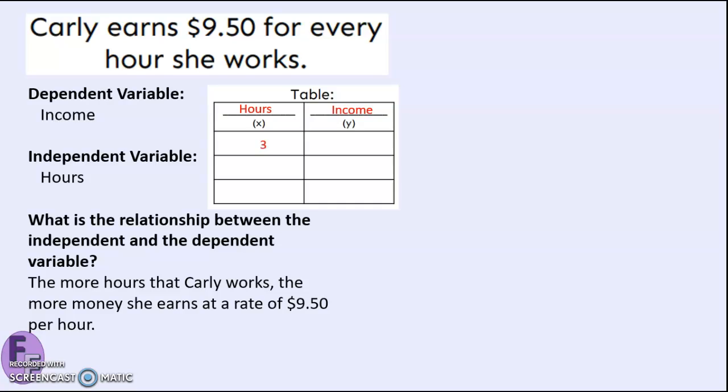So if Carly works 3 hours, 3 times 9.50 is $28.50. If she works 6 hours, 6 times 9.50 is $57. And if she works 9 hours, we take 9 times 9.50, and she would earn $85.50. Once we have made a table, we can then translate this information into a graph.